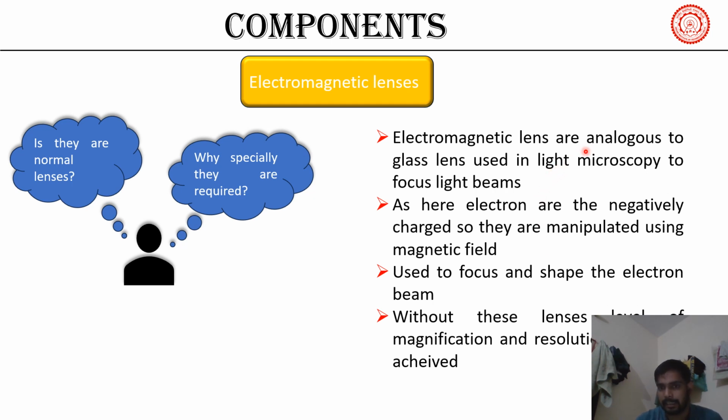Electromagnetic lenses are analogous to the glass lenses used in light microscopy to focus light. The work done by normal lenses in optical microscopy is done similarly by electromagnetic lenses in electron microscopy. Why they are especially required: electrons are negatively charged, so they are manipulated using magnetic fields. To control the direction of the electron beam, we have to use electromagnetic lenses. They are also used to focus and shape the electron beams. Without these lenses, the level of magnification and resolution could not be achieved.